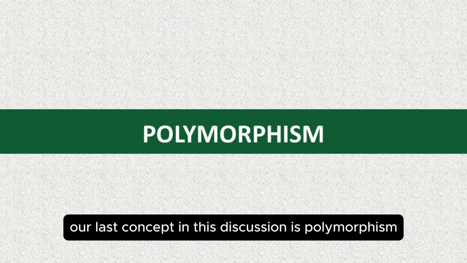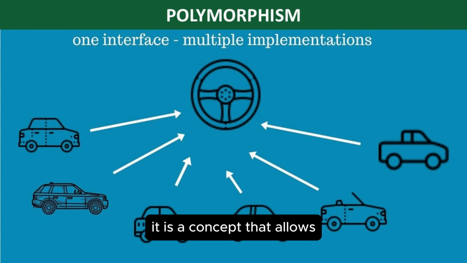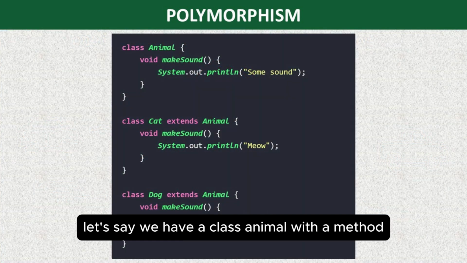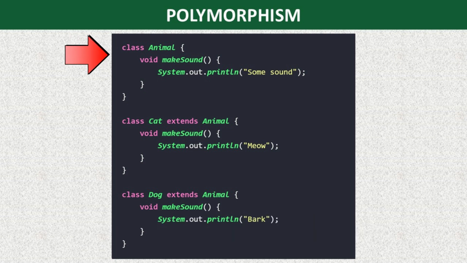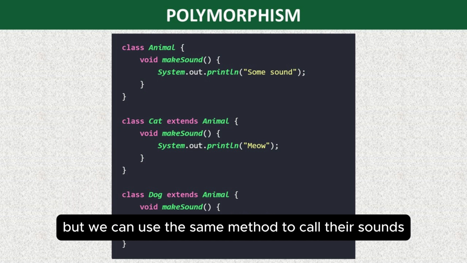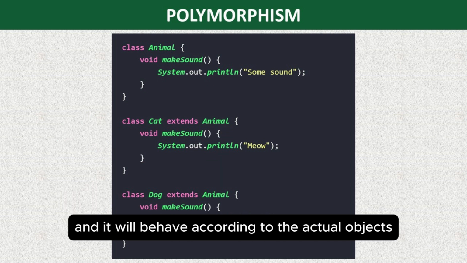Our last concept in this discussion is polymorphism. Polymorphism means many forms. It is a concept that allows the same method to do different things. For example, let's say we have a class animal with a method make_sound. Different animals make different sounds, but we can use the same method to call their sounds. You can call makeSound on any animal object, and it will behave according to the actual object's class.